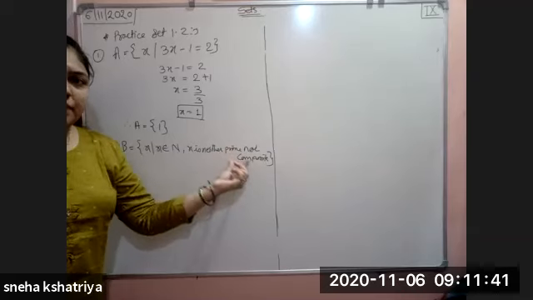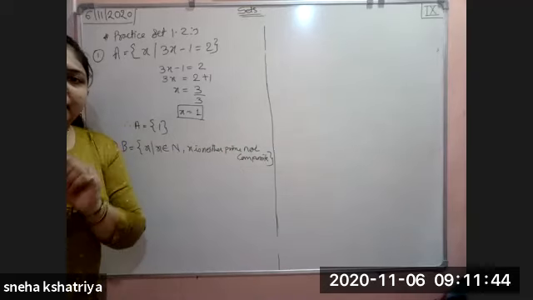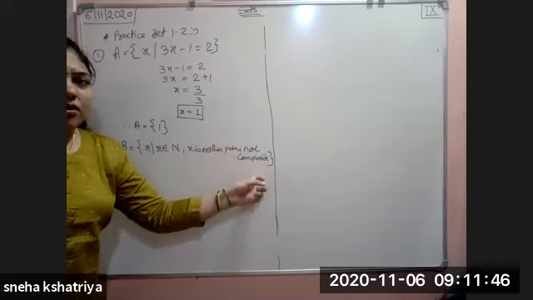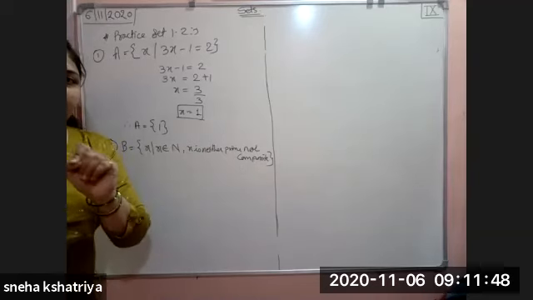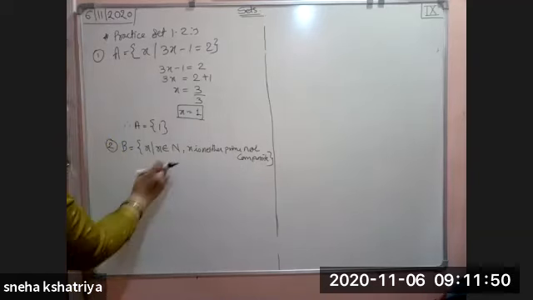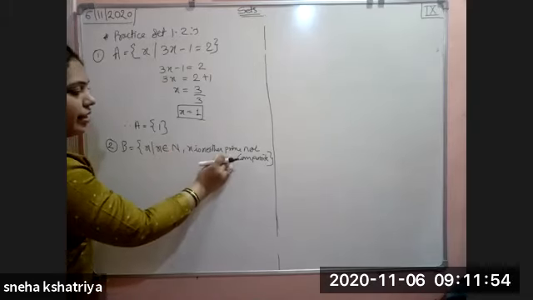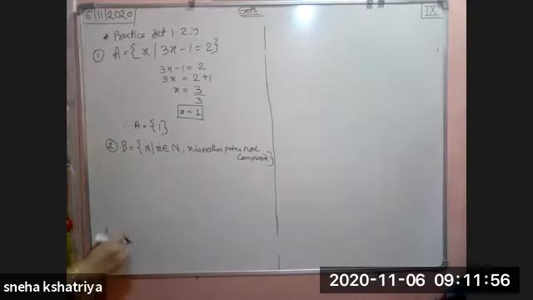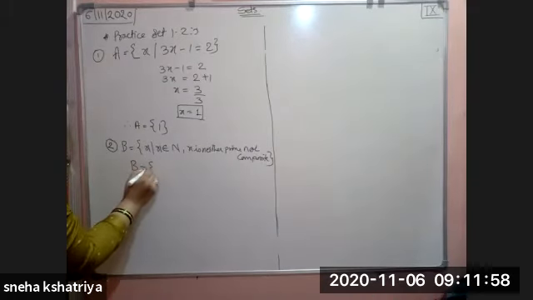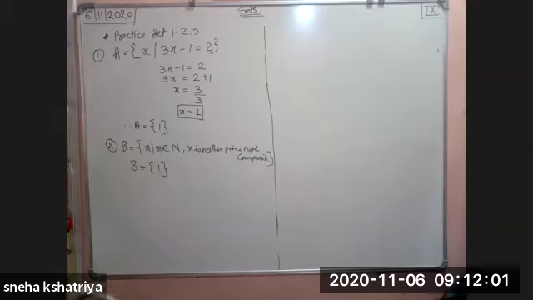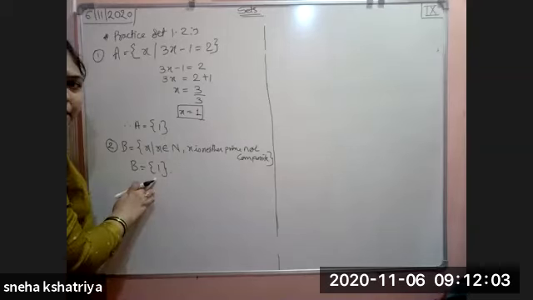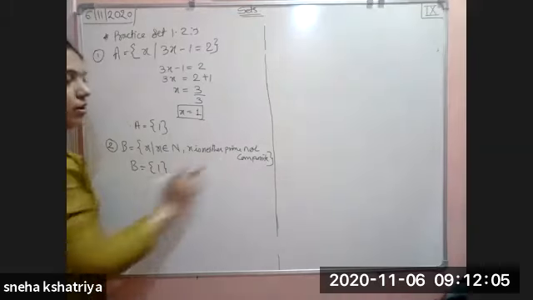If it is neither prime nor composite, then there is only one number which is neither prime nor composite, and that is 1. So 1 is the number which belongs to the natural numbers and is neither prime nor composite. So what is set B? It will simply become {1}, because 1 is such a number which is neither prime nor composite.